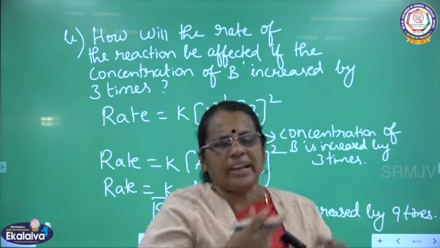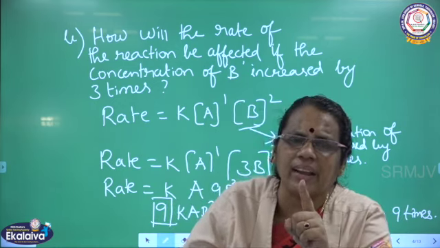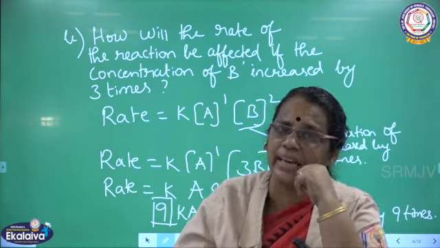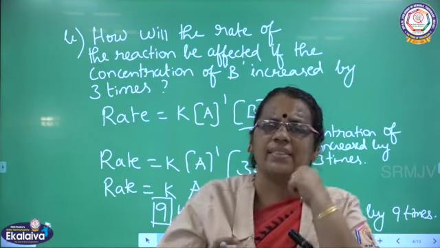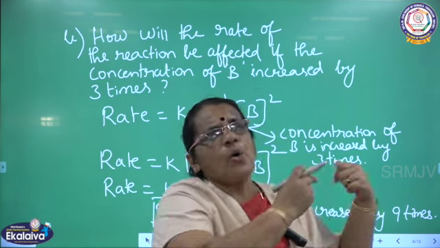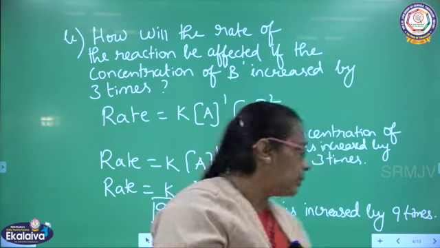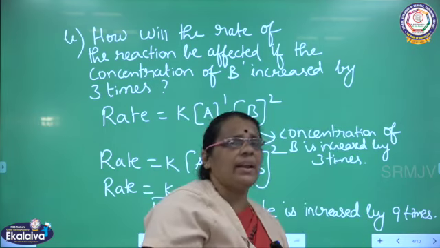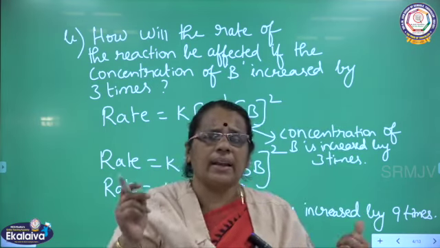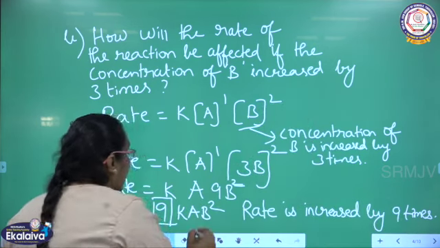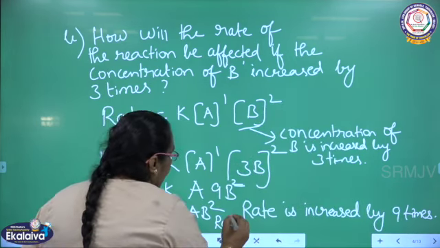So here, what I have done is increase one of the concentrations. The concentration of B is increased by 3 times. When I increase the concentration of B by 3 times, how is the rate affected? The rate of the reaction is increased by 9 times. So definitely rate and concentration are directly proportional.